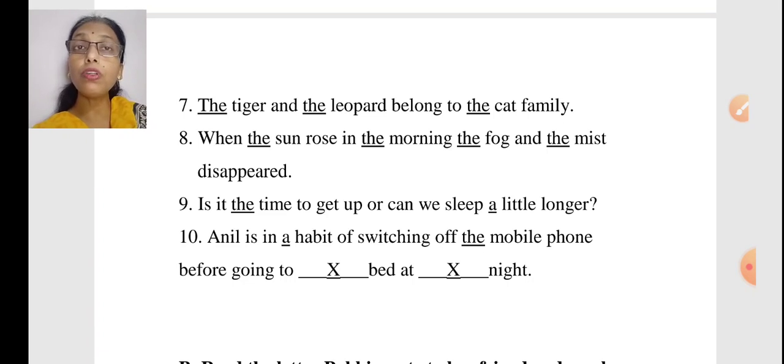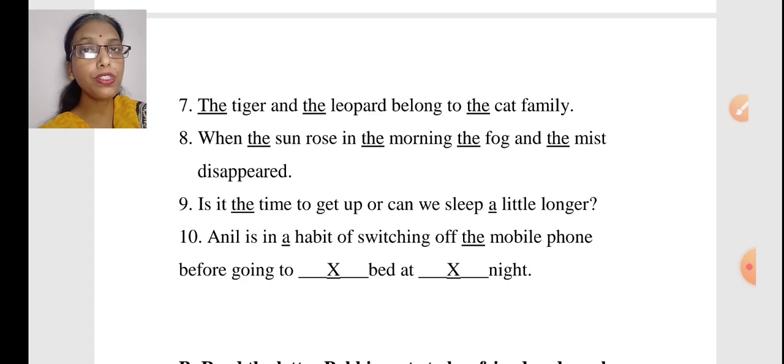But I'm talking about something for today, for the time which is already gone. When the sun rose in the morning, I'm talking about today's morning, the fog and the mist disappeared. Is it the time to get up or can we sleep a little longer? So I'm talking about a particular time when I'm asking that, is the time now to get up? Okay. Can I sleep a little longer?